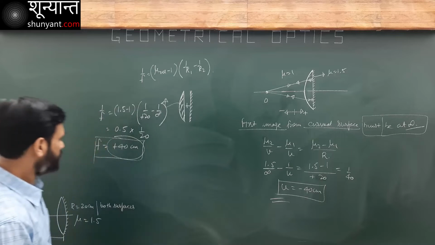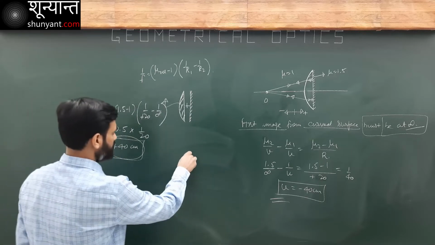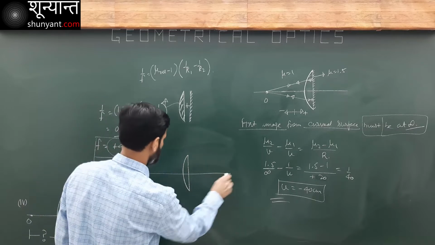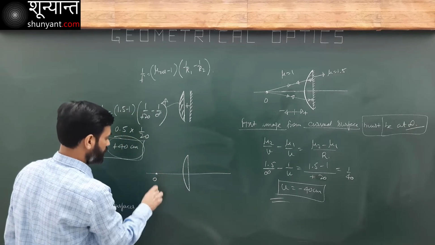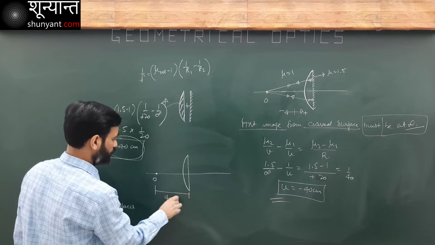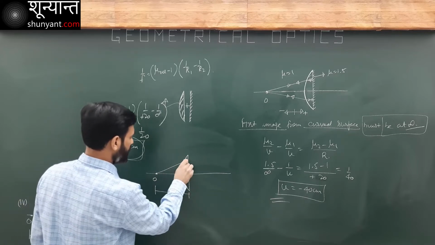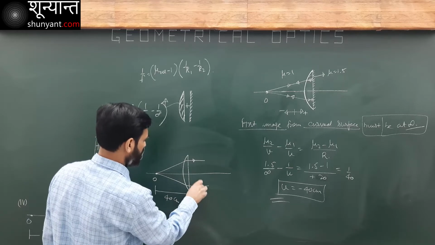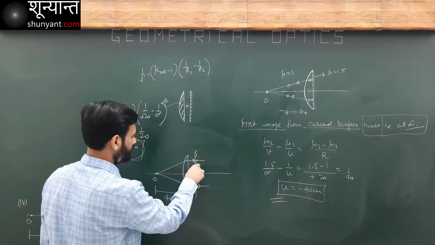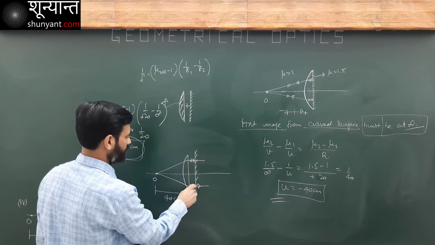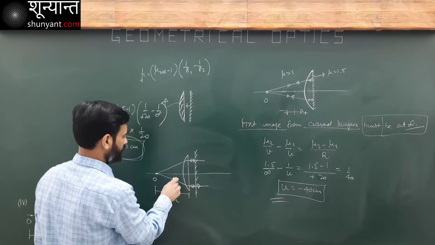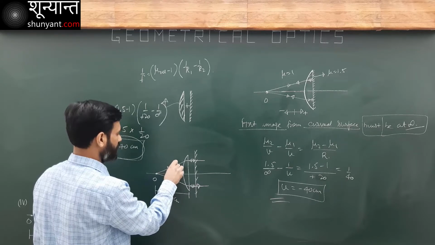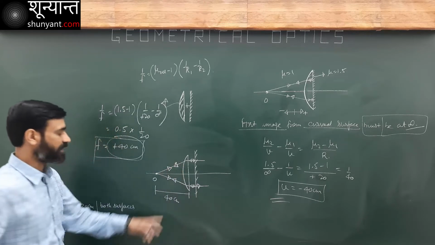So this is 40 centimeter. That means if I keep my object at 40 centimeter, at the focus, then after refraction, the rays are going to go like this. And if I have a plane mirror here, it is going to be reflected. Light rays are going to reach back to the object. That's how I get my final image coinciding with the object.